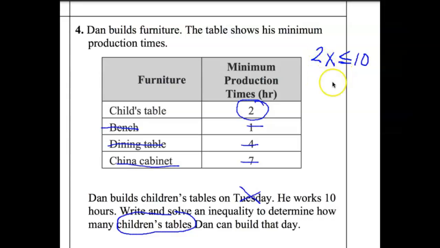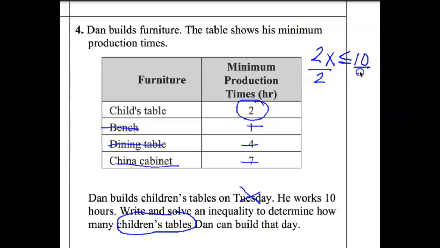So let's see what we can do here. How are we going to get 2 taken away so that we can be left with only the x? We know what kind of situation this is. What is the inverse of that operation? Should we be adding, subtracting, multiplying, or dividing? Very good. We are going to divide both sides by 2.